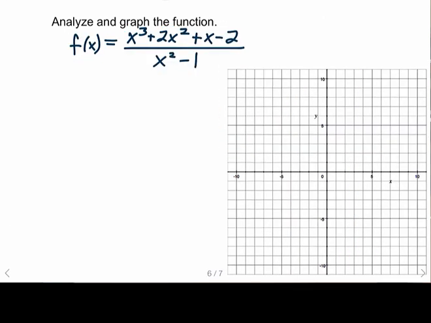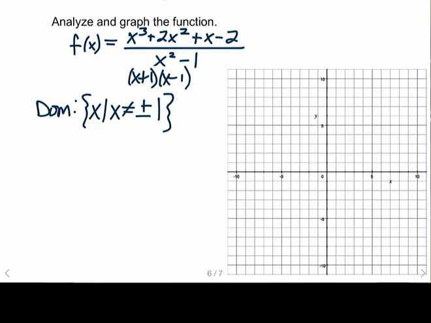Next we have x cubed plus 2x squared plus x minus 2 over x squared minus 1. Since the denominator factors x plus 1 times x minus 1, we have the domain, the set of x such that x does not equal plus or minus 1. Here's the deal, the numerator doesn't factor. That it doesn't factor means nothing's going to reduce, so we do have vertical asymptotes of x equals 1 and x equals -1.